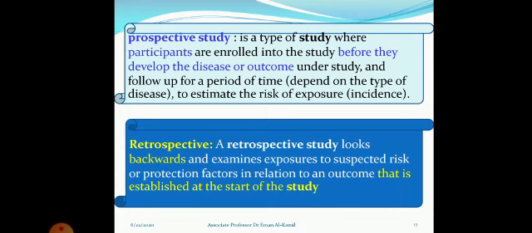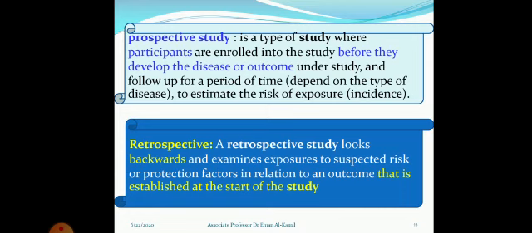While in the retrospective study, we are going retrospectively, going backward. Individuals already have the disease, then we ask whether they have been exposed or not. So the difference between these two studies: in the prospective study, we start with healthy individuals and follow up these people for a period of time, and then we estimate how many individuals will develop the disease during the period of follow-up after exposure.